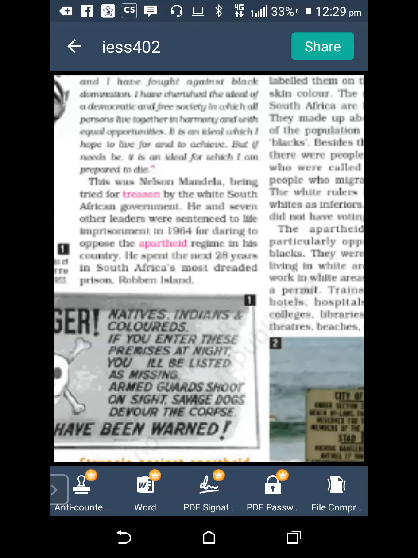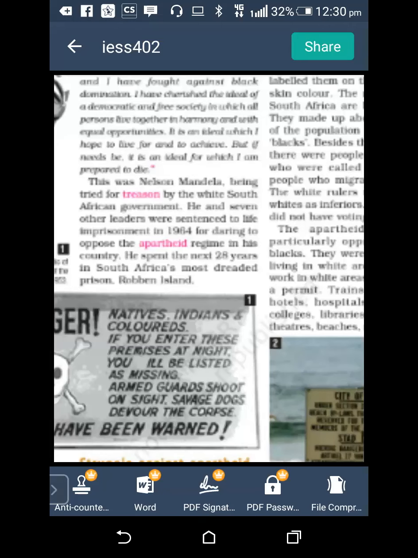He spent the next 28 years in South Africa's most dreaded prison, 28 years. Look, he spent 28 years in South African jail. It was treated as the most dreaded prison. सबसे भयानक prison में imprisonment में रहा था. That is Robben Island. Robben Island के अंदर एक jail है. जिस जेल को बहुत भयानक जेल कहा जाता था. It was said to be one of the most dreaded imprisonments, and he was in jail there.